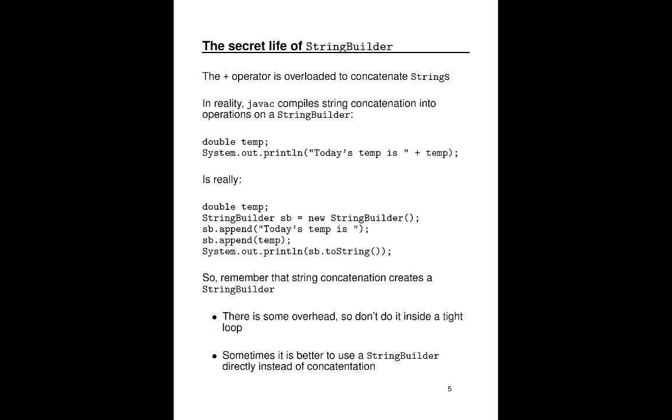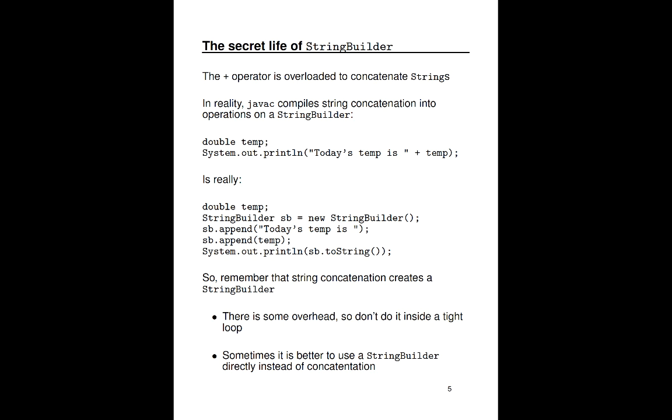Now, as you've probably seen, the plus operator in Java is overloaded to concatenate two strings together, or really to concatenate anything with a string. If you look at how the plus operator is implemented, it's actually implemented using string builder. So in your source code, you might write something like System.out.println, the string "today's temp is", and then plus temp, where temp is a double. But if you then look at the bytecode that's generated by the compiler, you'll see that what it does is it creates a new string builder object, appends the string "today's temp is", appends the double temp, and then prints out the toString value of that string builder.